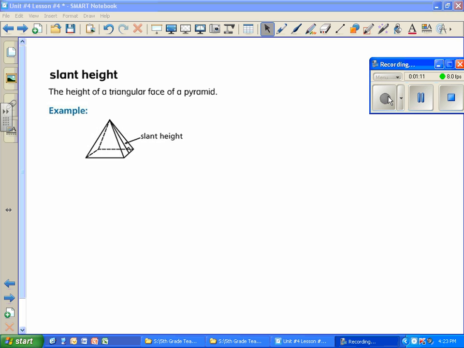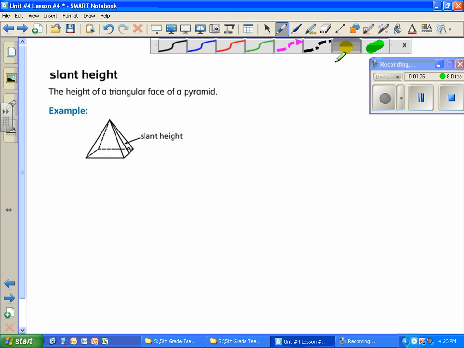What we're looking at here is one of the definitions that you'll need to know for lesson 4, the slant height. By definition, it's the height of a triangular face of a pyramid. So you can see where they are again defining the height by the little box. Slant height.